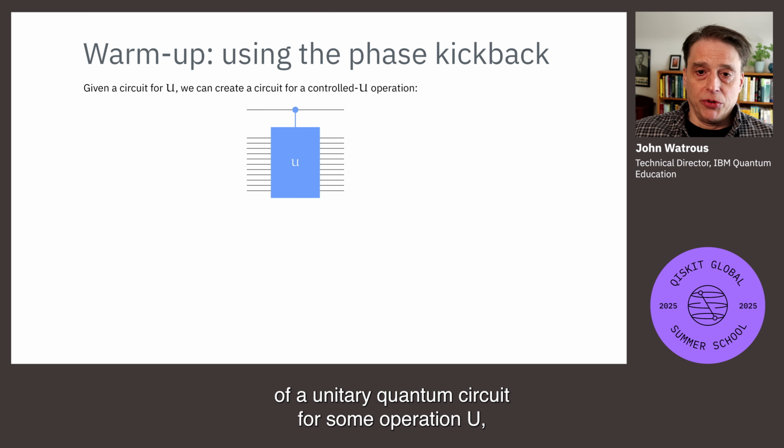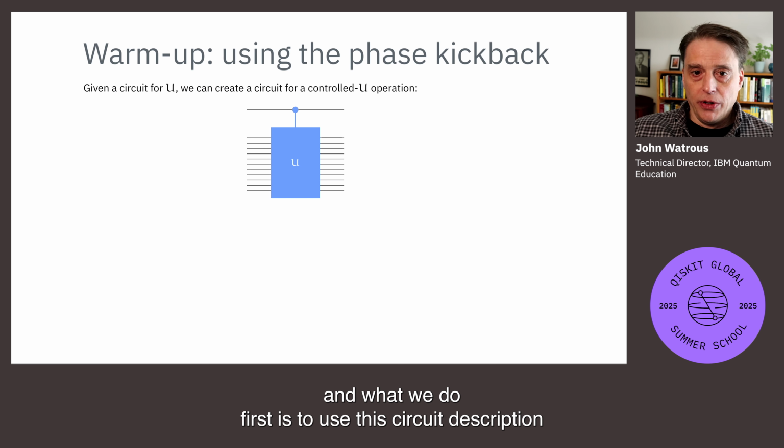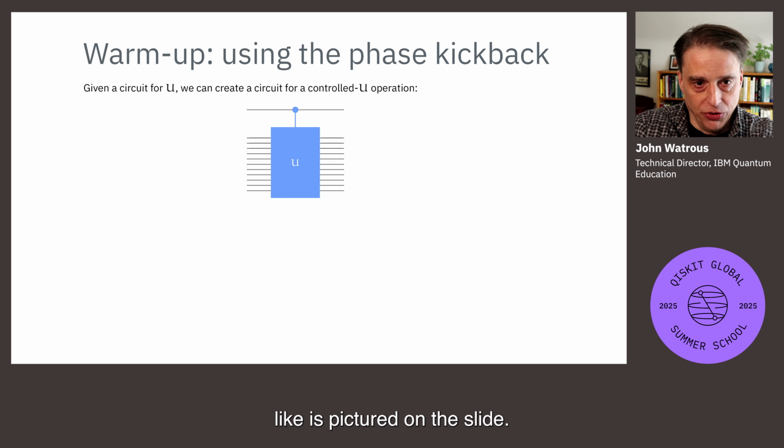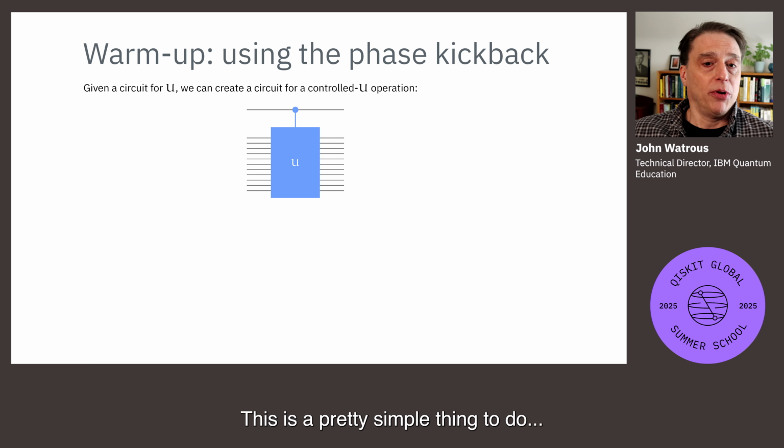So we're given a description of a unitary quantum circuit for some operation U, and what we do first is to use this circuit description to create a new circuit that implements a controlled U operation, like is pictured on the slide. This is a pretty simple thing to do.